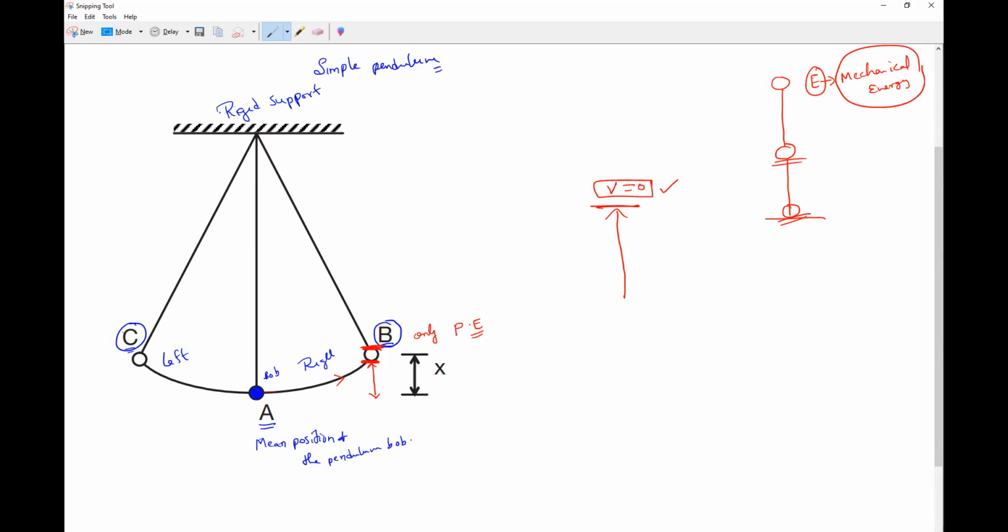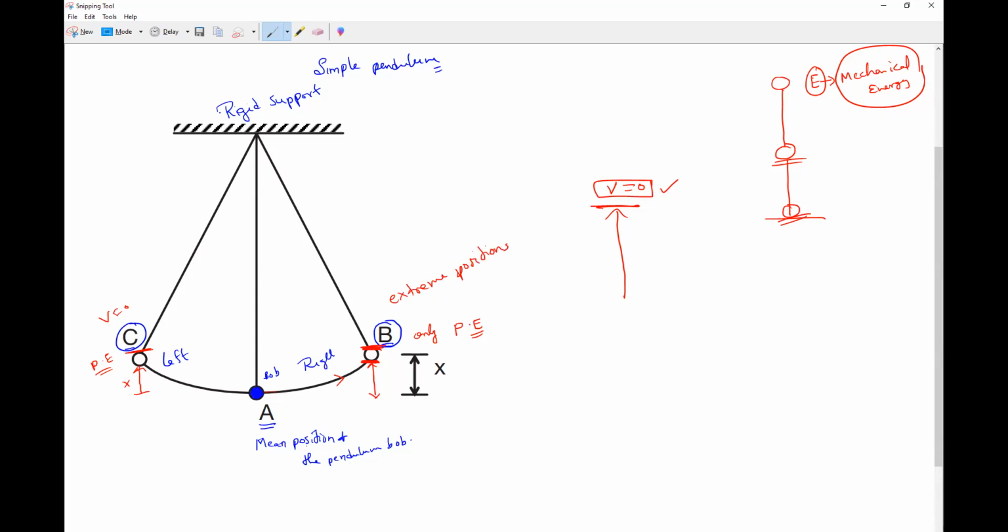If it comes to point C also, here also it is at the same height above the ground, so its velocity becomes zero. Here also it has only one energy. Can anybody tell me what that energy is? Here also it has only potential energy due to the position. So it has only potential energy as the velocity of the bob is zero at these extreme positions, B and C. What are these positions called, everybody?